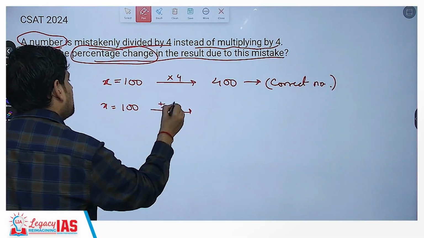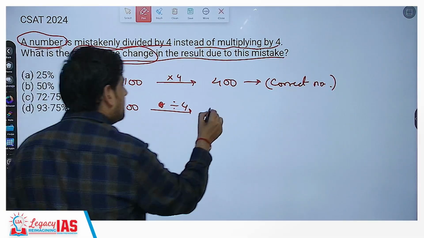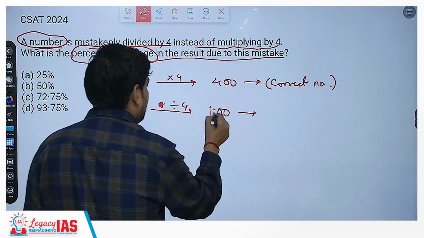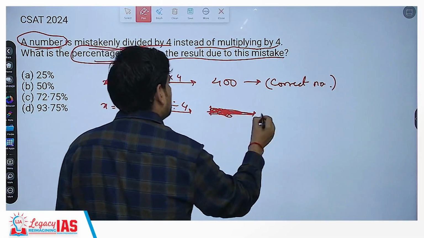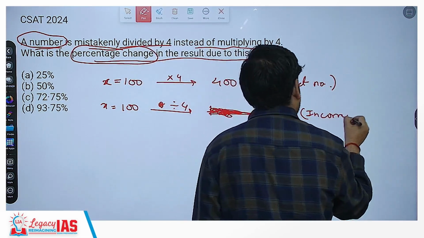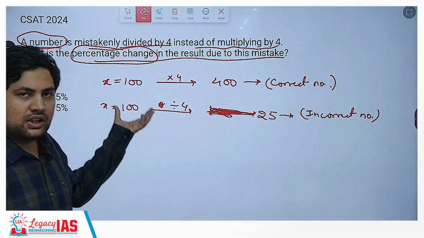You divided it by 4. So 100 divided by 4 gives you what? 100 divided by 4 gives you 25. This is the incorrect number.